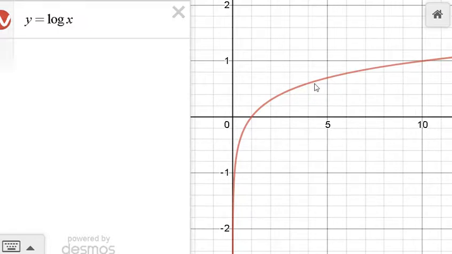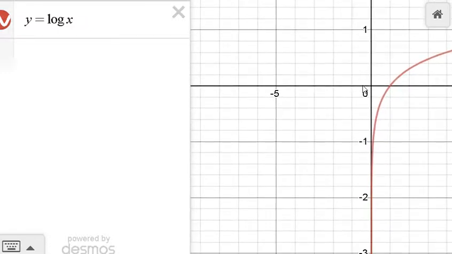Now, this graph gets closer and closer to the y-axis. Do you think it ever touches the y-axis? No. It's just kind of like the exponential graph. Never touch the x-axis. This never touches the y-axis. In fact, it doesn't exist to the left of the y-axis. You can't take the log of a negative number. You can't take the log of 0. You can only take the log of a positive number, and that's it.